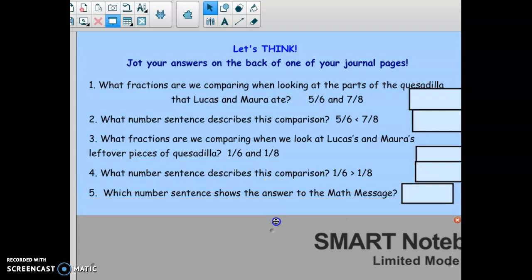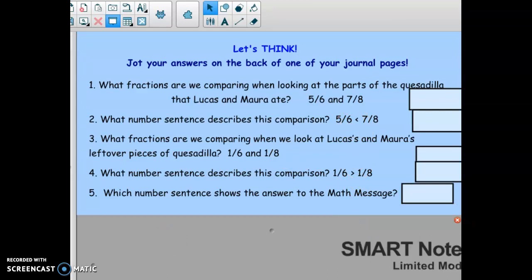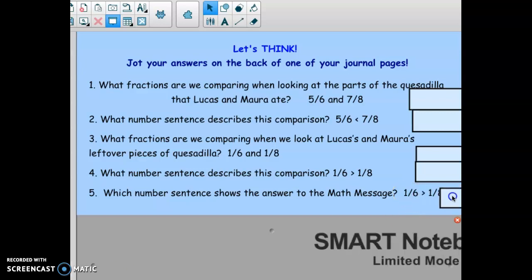Which number sentence shows the answer to the math message? Are we trying to compare the 1/6 and 1/8 or 5/6 and 7/8? Remember, the question was, who had the larger leftover piece? You should be thinking 1/6 is greater than 1/8 would show the correct answer to the math message.